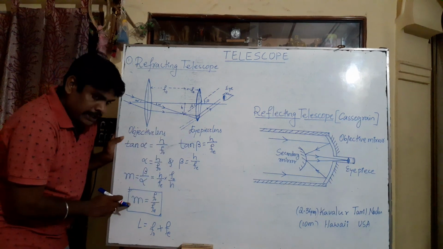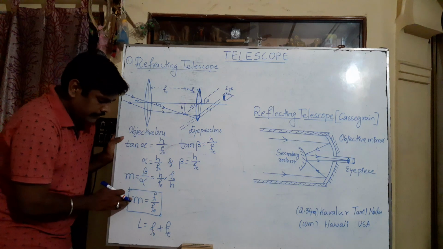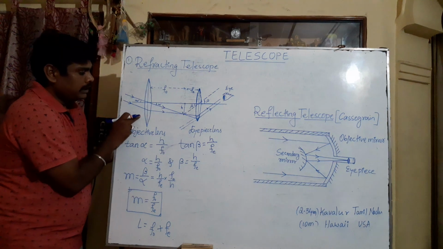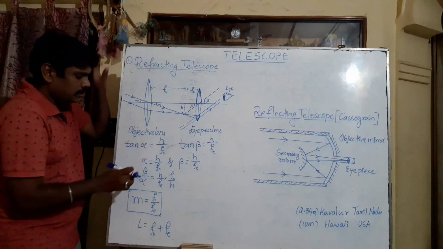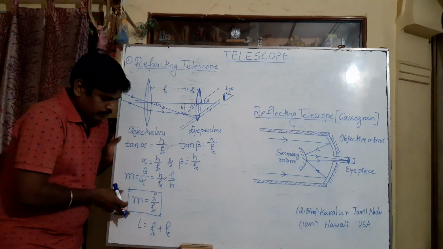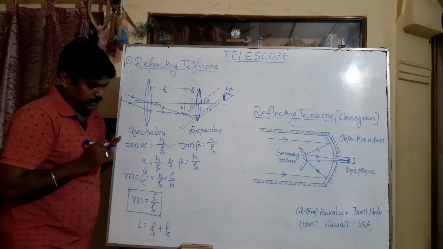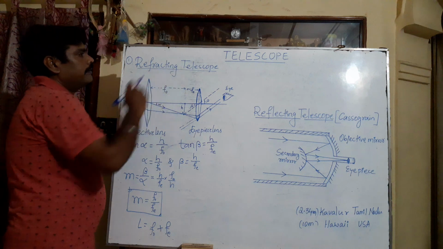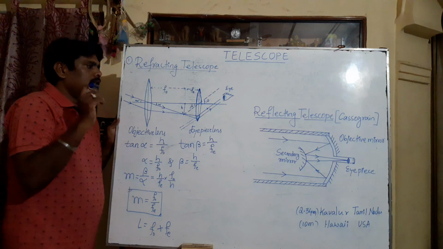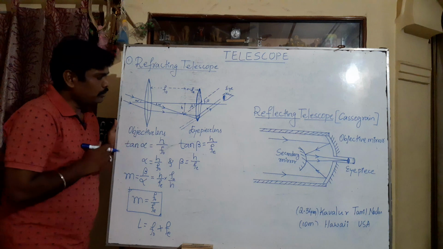According to this equation, if I want to increase the magnification of the telescope, one should increase the focal length of the objective lens. If I increase the focal length of the objective lens, the resolving power also increases, right? Magnification increases according to this equation. So this is about the refracting telescope. Actually, this refracting telescope has some limitations, that is, drawbacks. Certain problems are here.